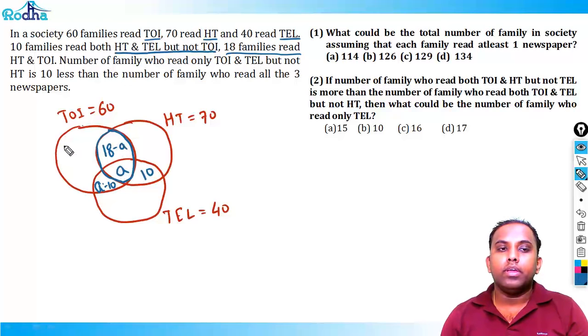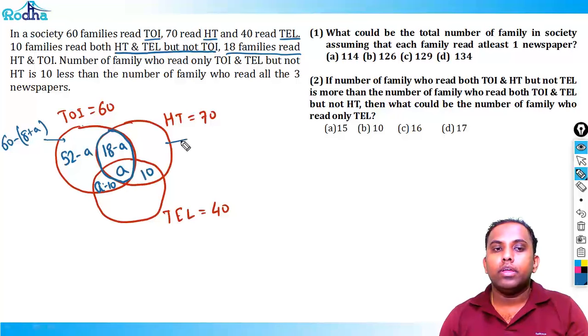So this part should be 60 minus. Okay. 60 minus, if you add it up, 8 plus A, that should be 52 minus A. Again, same funda here also. If you add it up, 18 plus 10, 28, minus A plus A cancel. So this is 28, this should be 70 minus 28, that is 42.